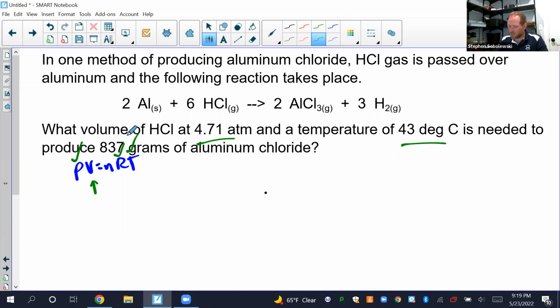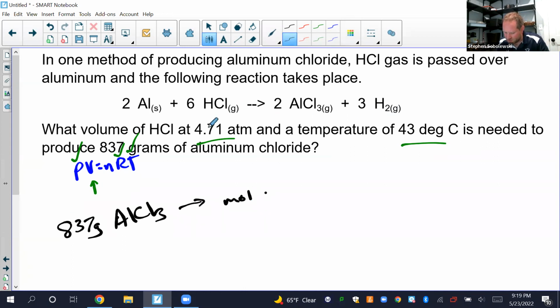Stoichiometry. So notice the problem gives us 837 grams of AlCl3, aluminum chloride. Using this and using our balanced equation, we can turn this into moles of, now which gas? Because we have H2 and we have HCl. HCl. So we need to use this to turn it into moles of HCl. And then we're going to plug the moles of HCl right there in for N.